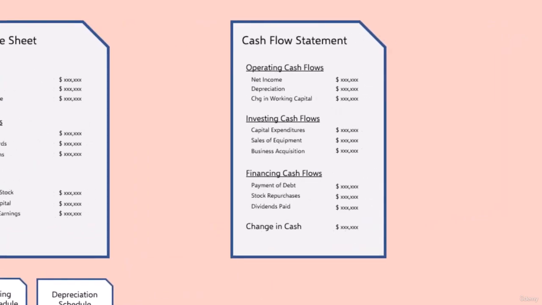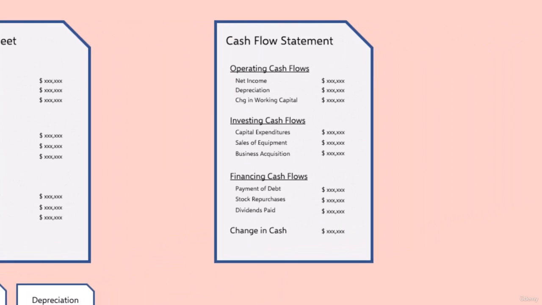The third and final core financial statement is the cash flow statement, which contains a record of how a business is generating and spending cash. The cash flow statement differs from the income statement in that revenues and expenses don't always equate to cash generated or cash spent. The cash flow statement is broken out into 3 categories, which helps us understand where cash is coming from and where it's going. And we'll explore the cash flow statement in further detail in section 6.